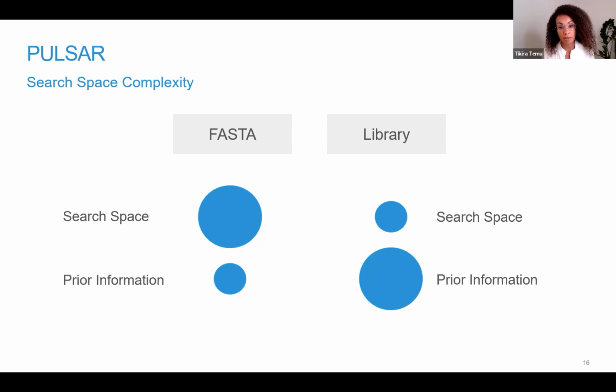In contrast to that, on the right-hand side, we can see the library. There we need much more prior information since we can, for instance, include multiple DDA runs, but then the search space is much smaller and therefore the runs are faster and the ID performance is the same.